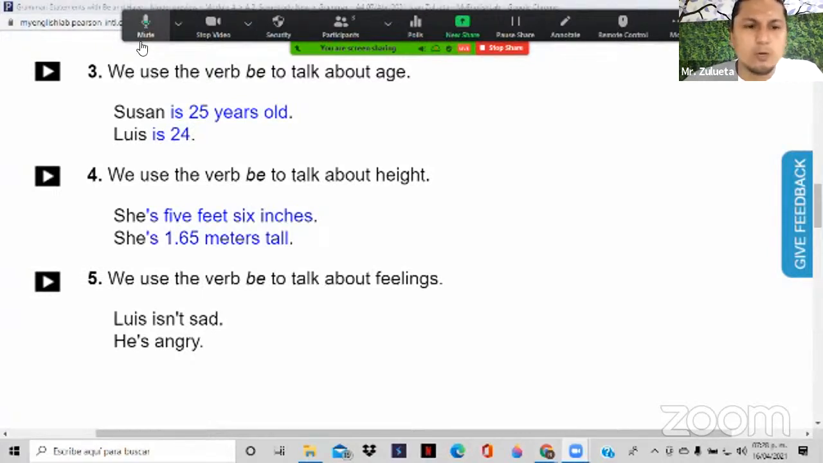I don't understand why they measure in meters since for height, if I can recall it correctly, it's always in feet. 5'9", okay? But that's curious. 5. We use the verb be to talk about feelings. Luis isn't sad. He's angry.